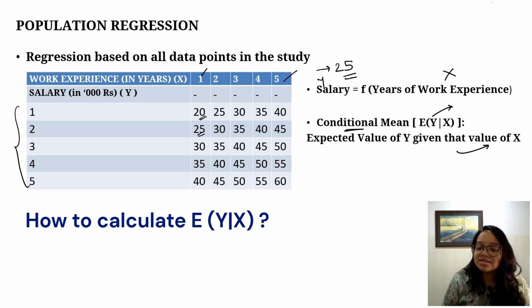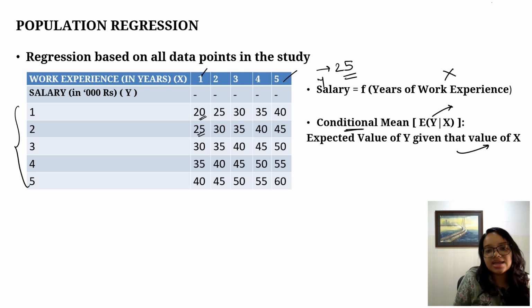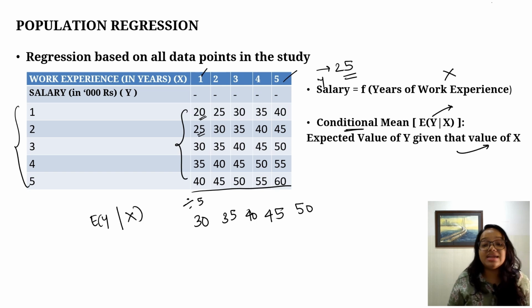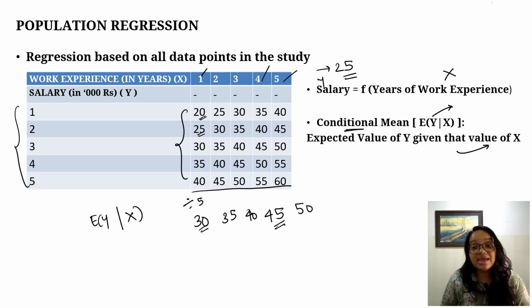How do you calculate this conditional mean? You just take the average for each of the categories. So just take the sum of all of these divided by 5 and do this for all of the 5 categories. So this is my expected salary given that particular category or value of X. So for first year of work experience, I can expect about 30,000. My actual salary can be different from my expected salary, but this is the approximate that I can expect.